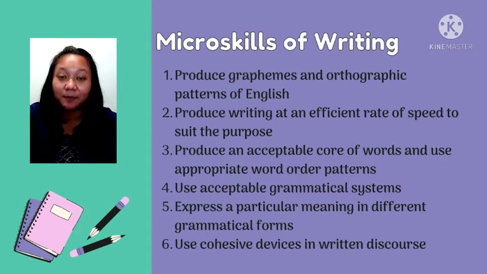Next one is micro skills of writing. So the first one is students can produce graphemes and orthographic patterns of English. The second one is learners can produce writing at an efficient rate of speed to suit the purpose. The third is learners can produce an acceptable core of words and use appropriate word order patterns.